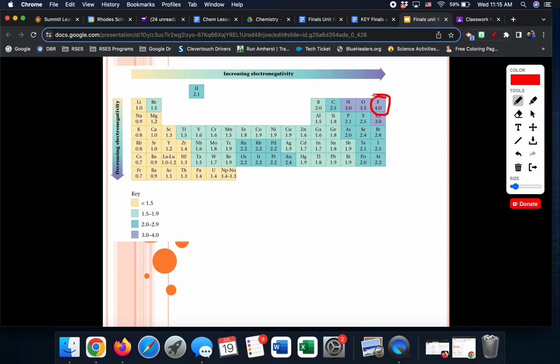So, if you just remember, start at fluorine, it's the most electronegative. As you go to the left, electronegativity gets smaller. As you go down the periodic table, it also gets smaller.